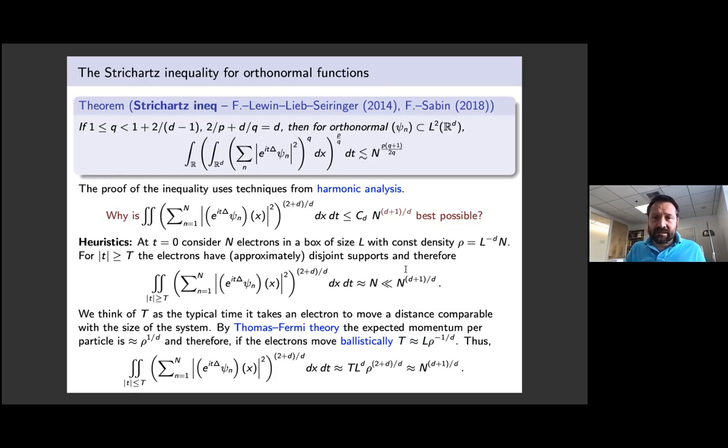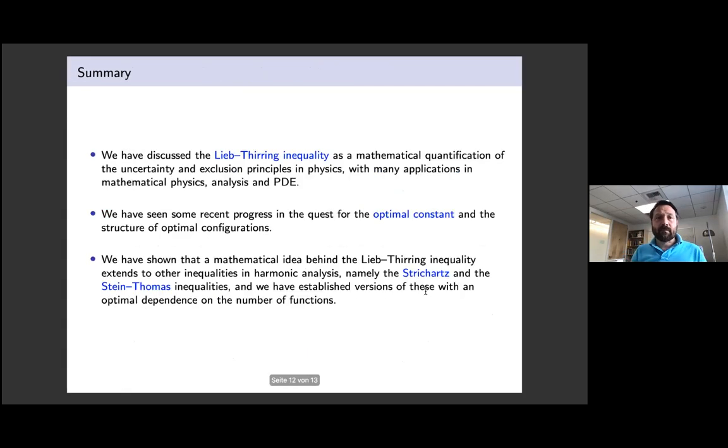So the inequality is sort of expected to be sharp or optimal when you have such quantum mechanical systems. So that brings me to the end of the talk. Let me summarize briefly what we've done. I've shown you the Lieb-Thirring inequalities. I've explained in which sense they can be understood as mathematical quantifications of the uncertainty and exclusion principles. And I've mentioned that these inequalities have many applications in mathematical physics, analysis, and PDE.